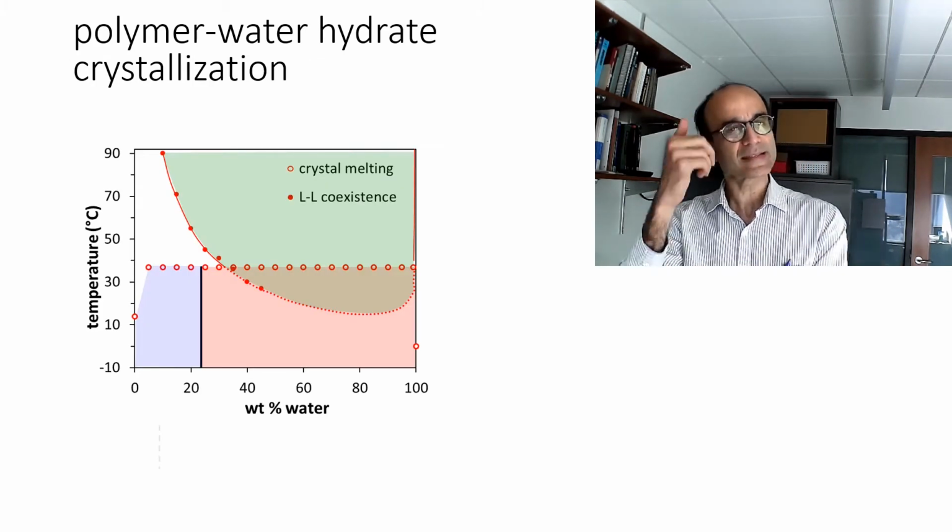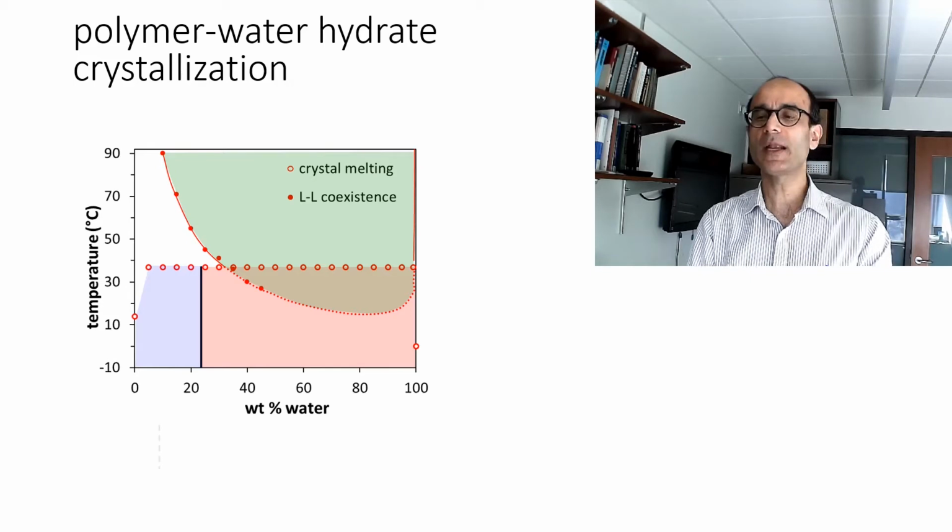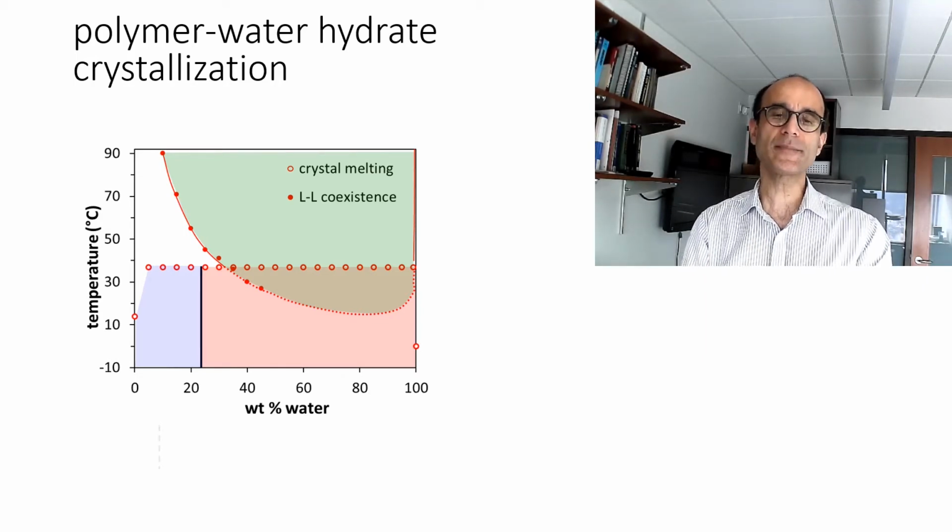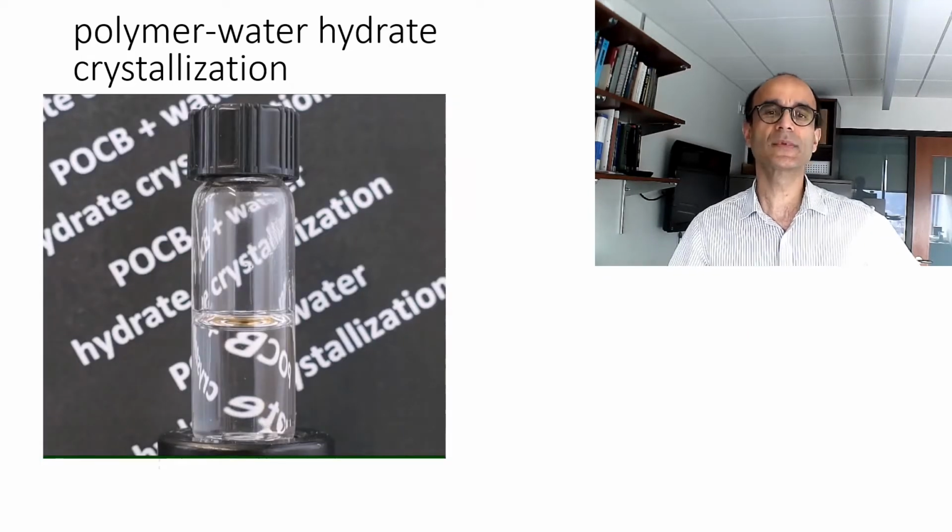The first project is this unusual situation where a polymer combines with water to form a co-crystal hydrate. We won't talk about this phase diagram in detail, but suffice to say that at high temperature, the polymer and water separate from each other, indicating that the polymer is actually hydrophobic. But at low temperature, the water and the polymer bind to each other to form a crystal.